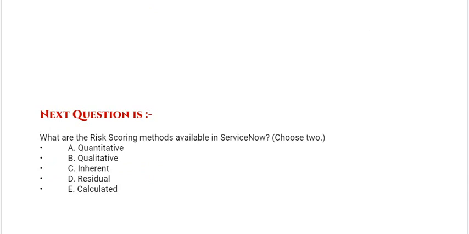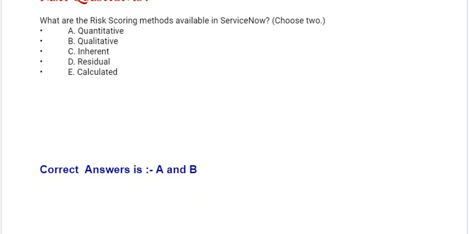Next question is, what are the risk scoring methods available in ServiceNow? Choose two options. Option A. Quantitative. Option B. Qualitative. Option C. Inherent. Option D. Residual. Option E. Calculated. Correct answer is option A and option B.